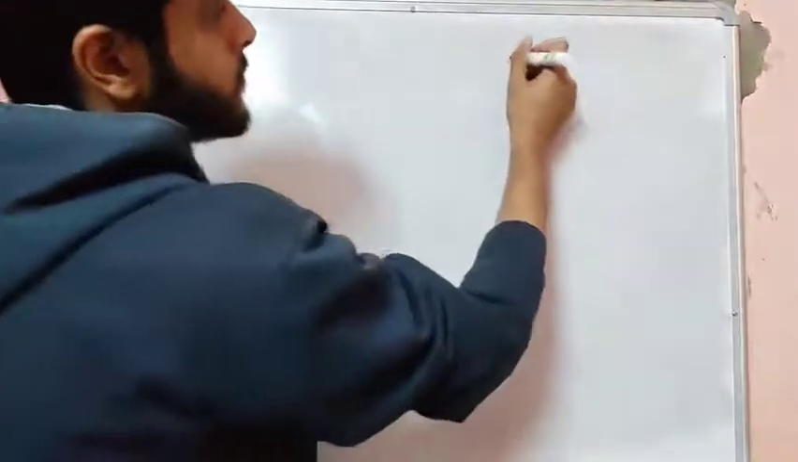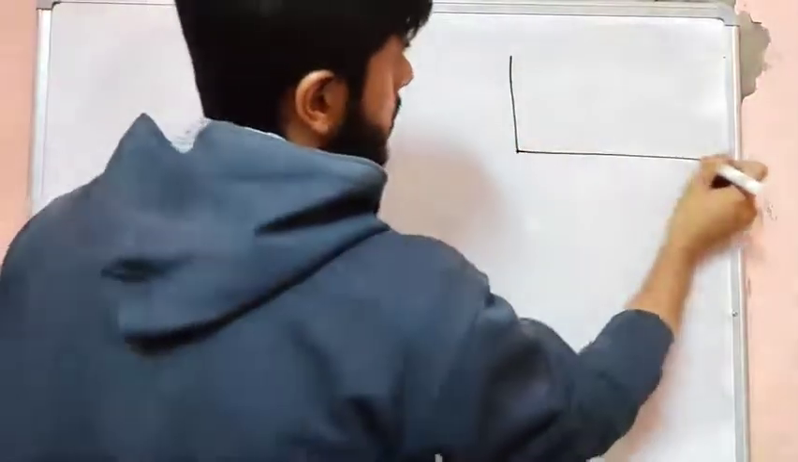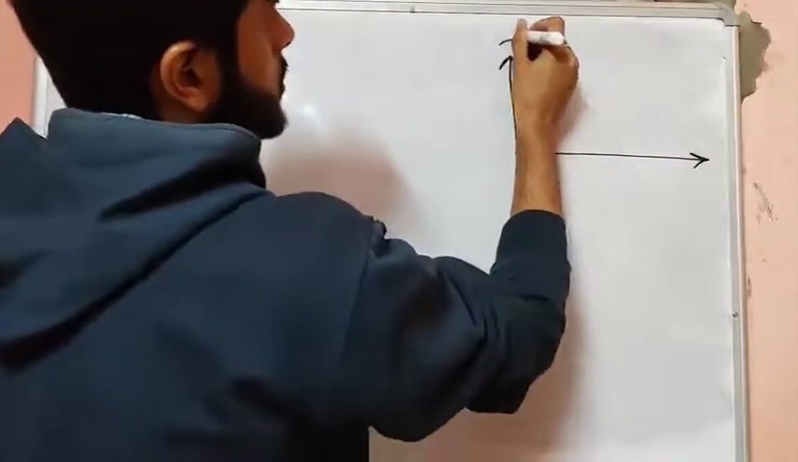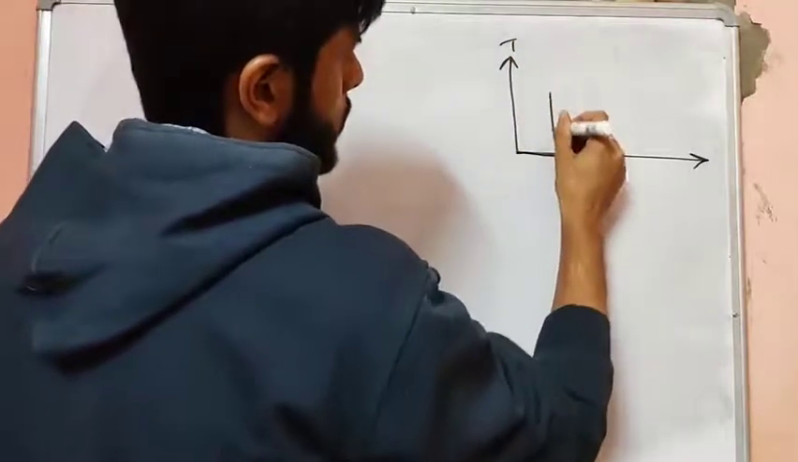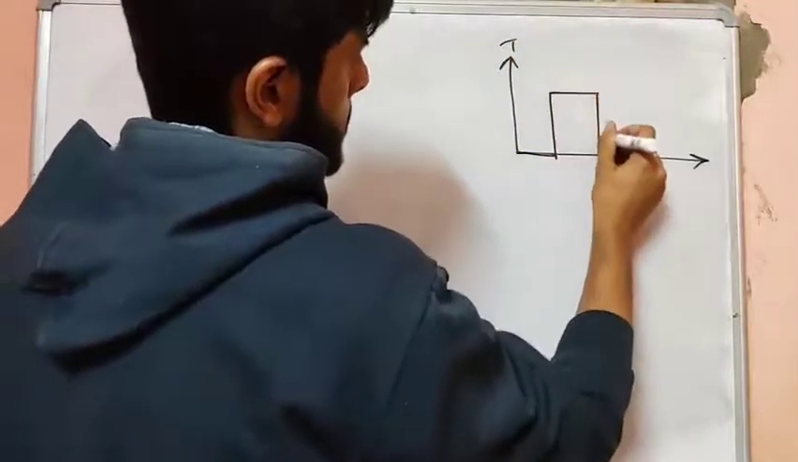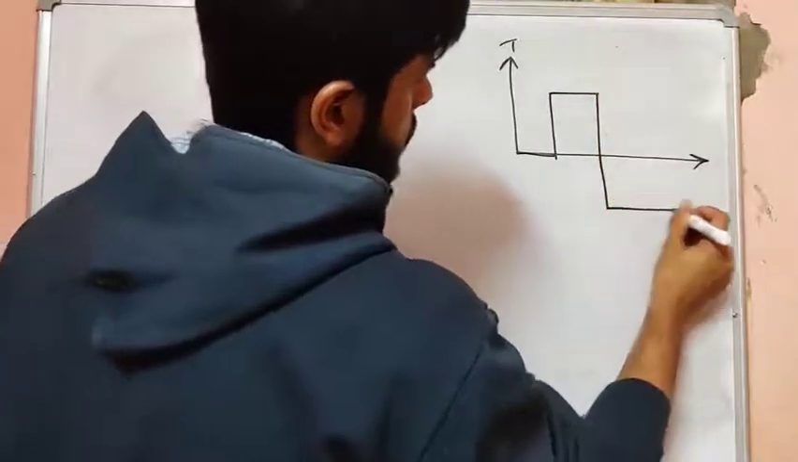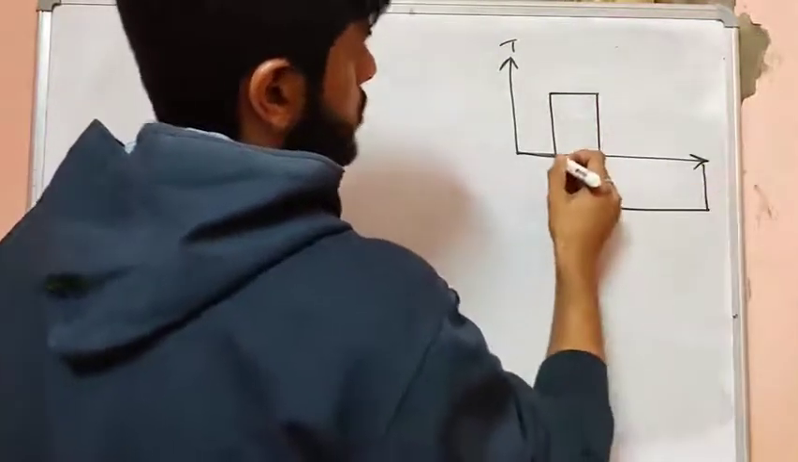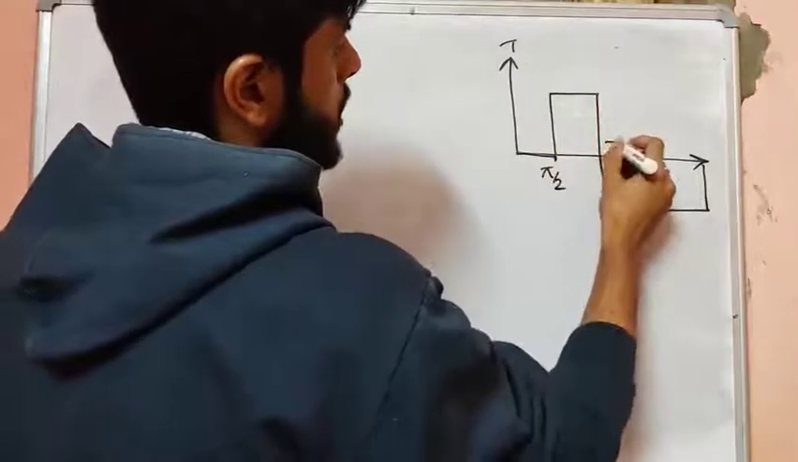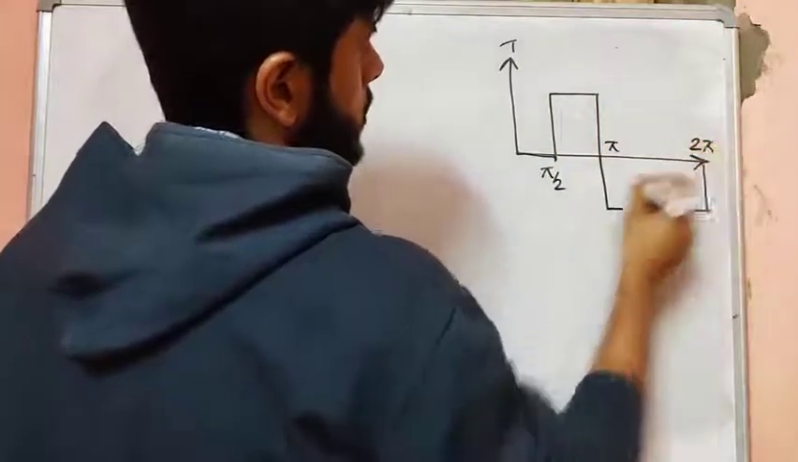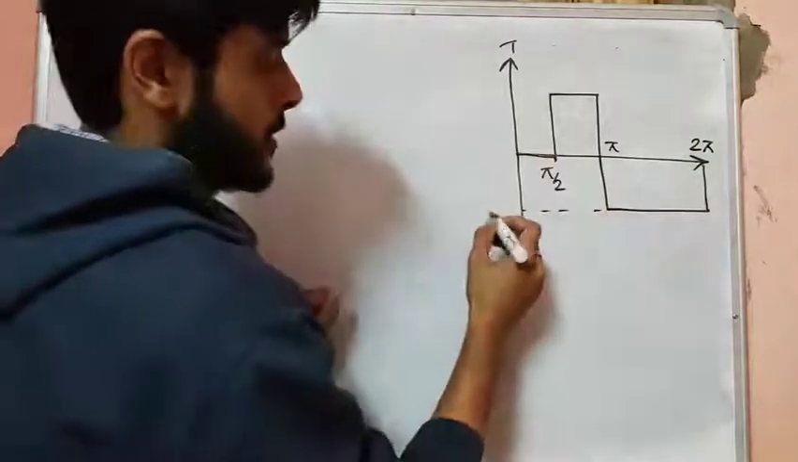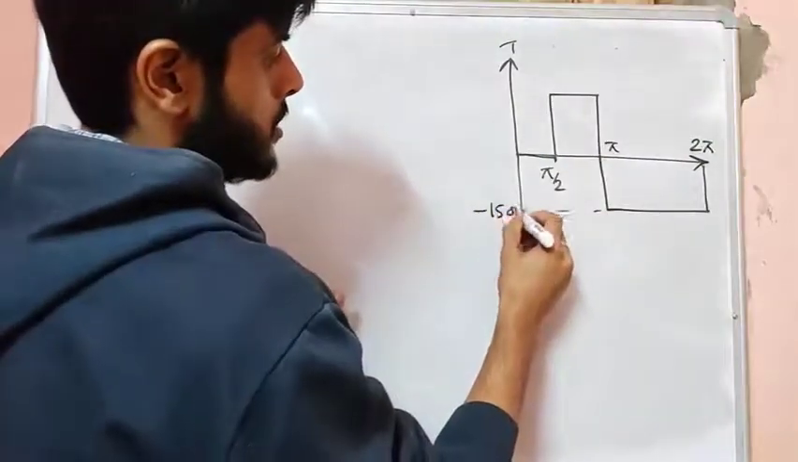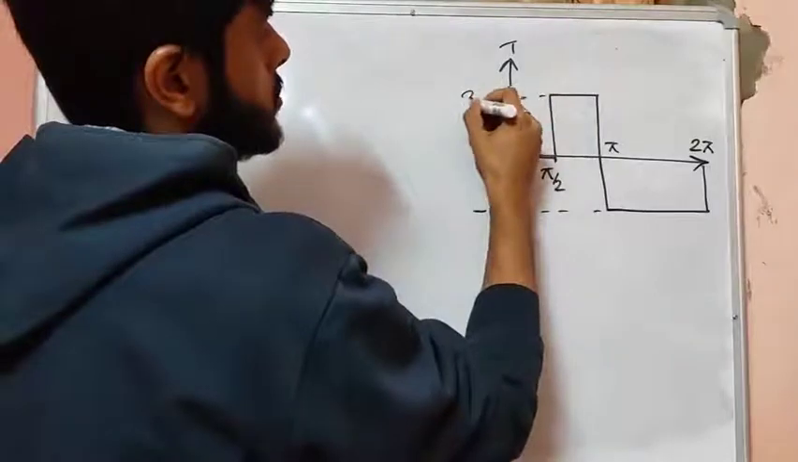The turning moment diagram was given like this. T, so we have constant, then we have this. This is pi by 2, this is pi, and this is 2 pi. This is minus 1500 and this is 3000.